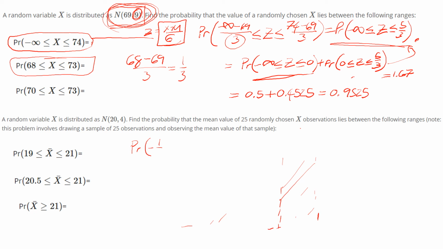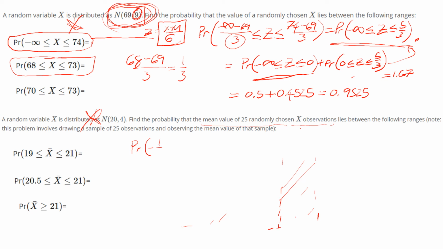So let's just look at the first one in this regard. The key difference between the question up here and the question over here is these words here: find the probability that the mean value of 25 randomly chosen X observations. So here you know you're dealing with the mean of a sample drawn from a normal distribution.